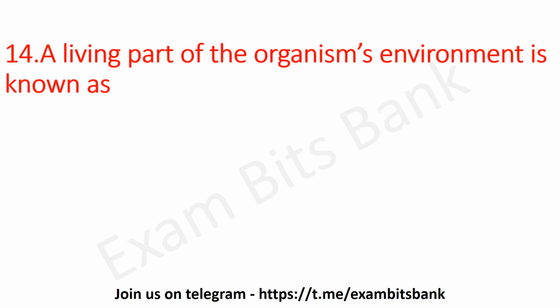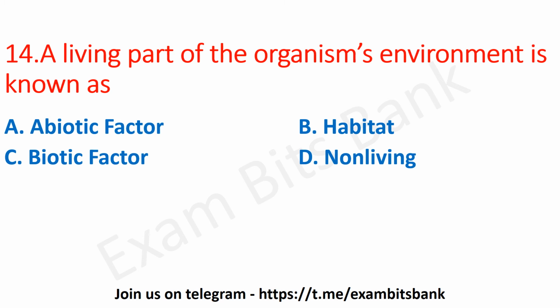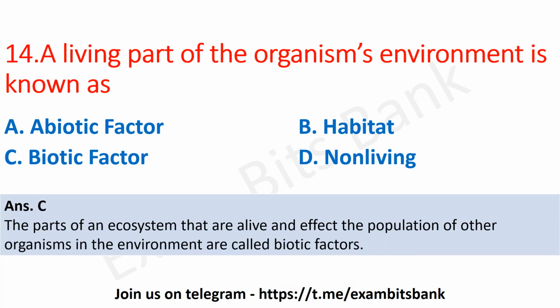Moving on to next question. A living part of the organism's environment is known as. The options are abiotic factor, habitat, biotic factor or non-living. The correct answer for this question is option C, biotic factor. So the parts of an ecosystem that are alive and affect the population of other organisms in the environment are called biotic factors.